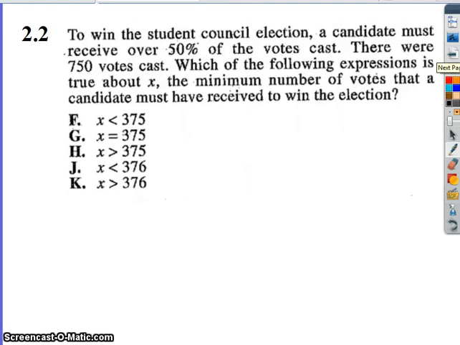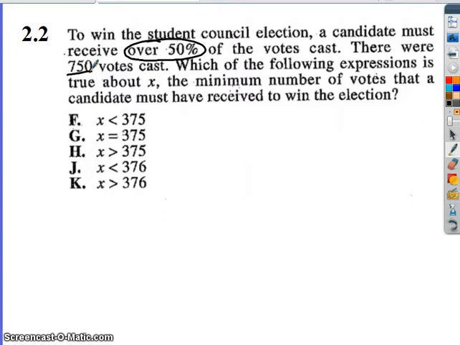To win the student council election, a candidate must receive over 50% of the vote. Notice it doesn't say equal to or more than. It says over 50%, so more than 50%. There were 750 votes cast. Which of the following is true about X, which is the minimum number of votes?